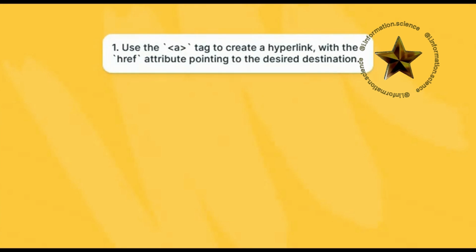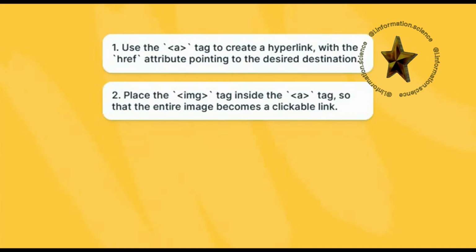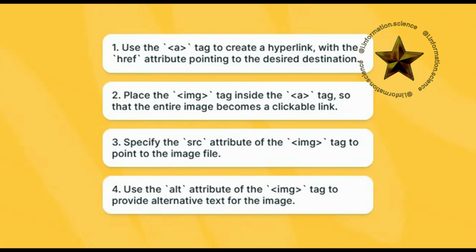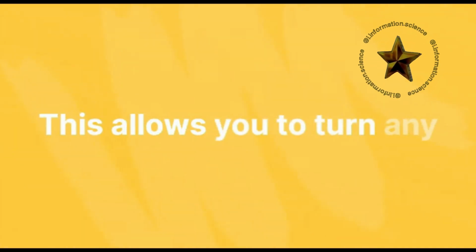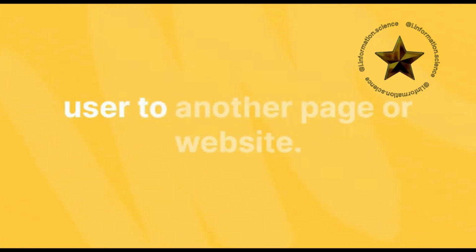1. Use the a tag to create a hyperlink with the href attribute pointing to the desired destination. 2. Place the img tag inside the a tag so that the entire image becomes a clickable link. 3. Specify the src attribute of the img tag to point to the image file. 4. Use the alt attribute of the img tag to provide alternative text for the image. This allows you to turn any image on your web page into a clickable link that takes the user to another page or website.